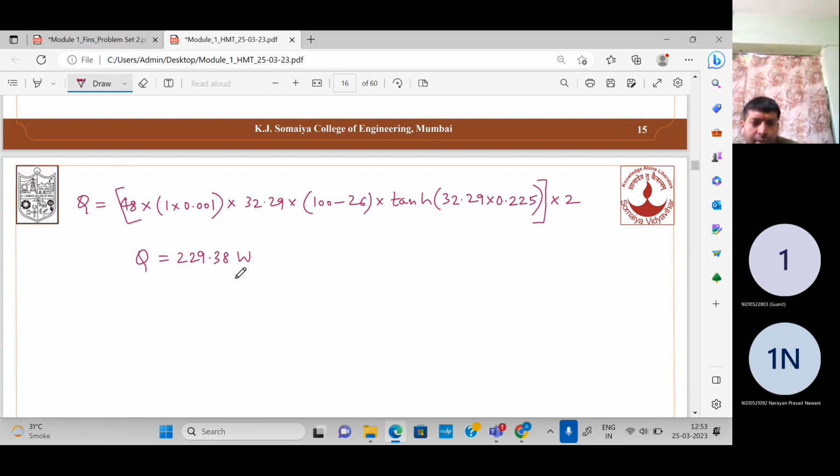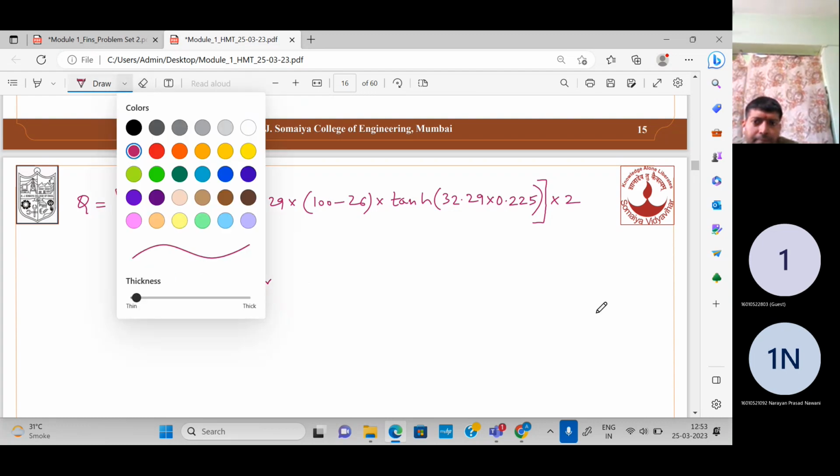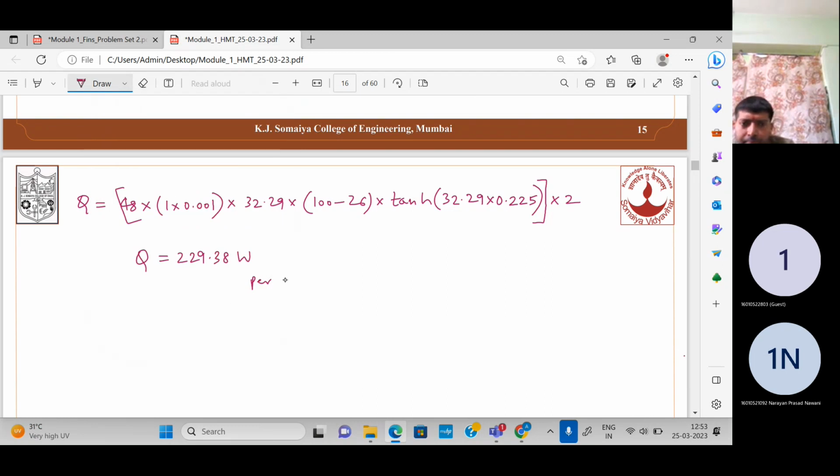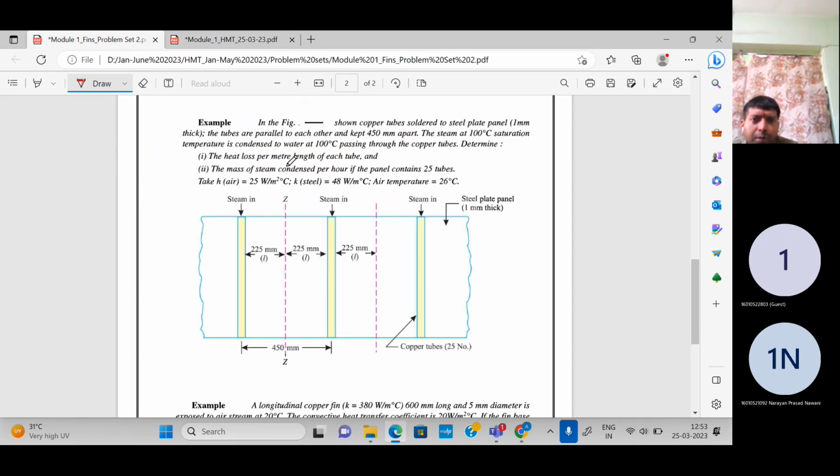So this is 229.38 watt per meter length of each tube. Okay, so we have determined the first one, that is the heat loss per meter length of each tube.